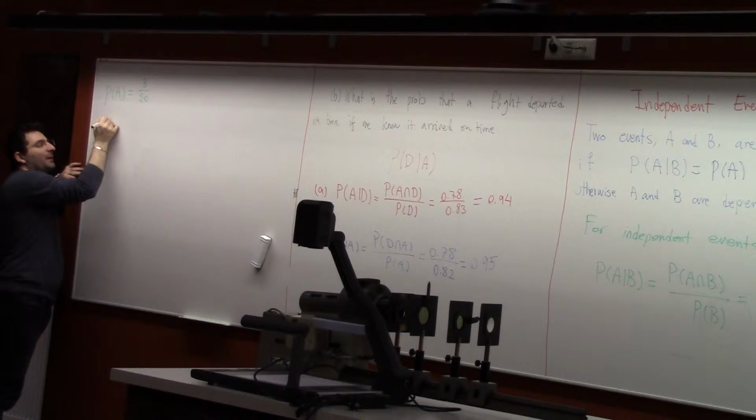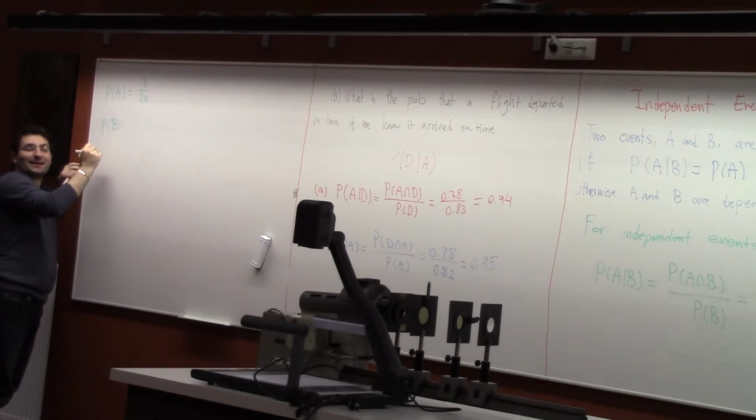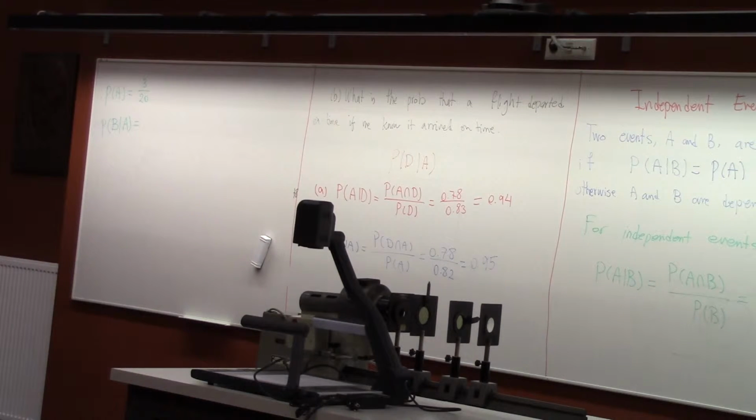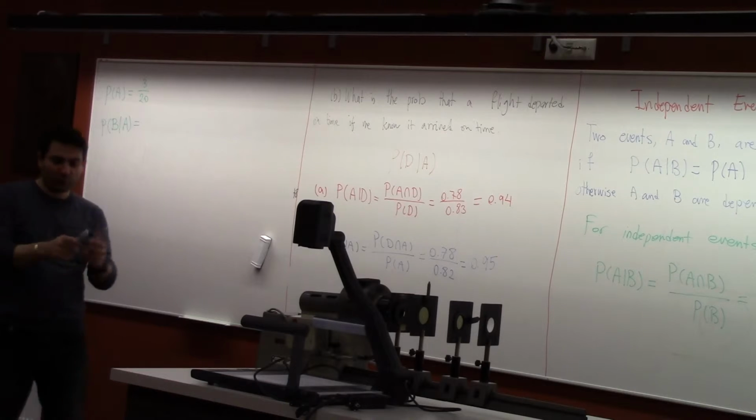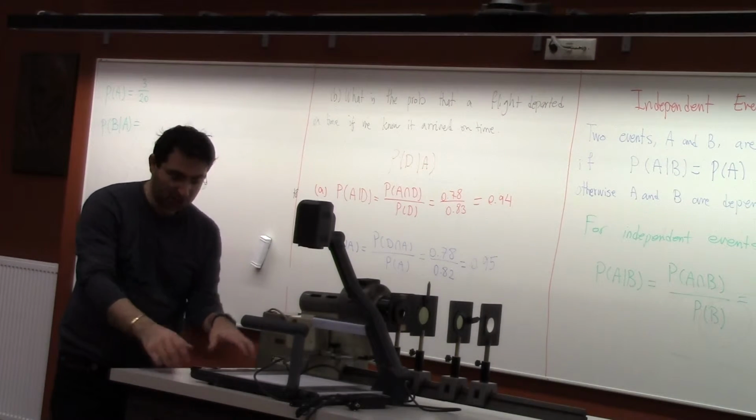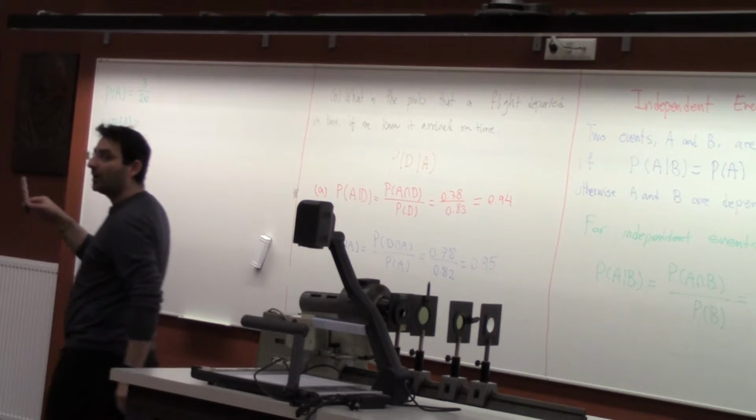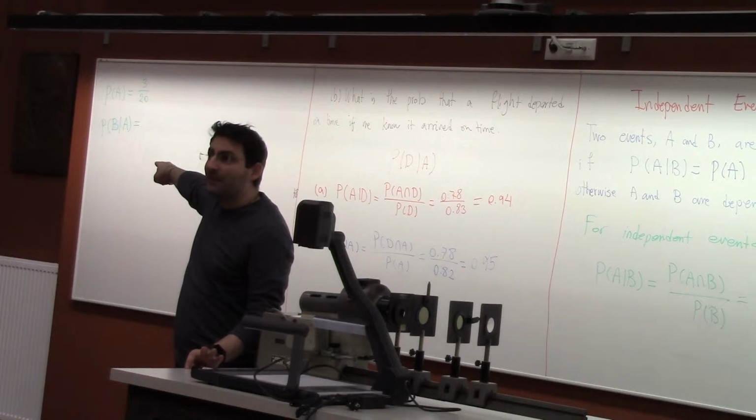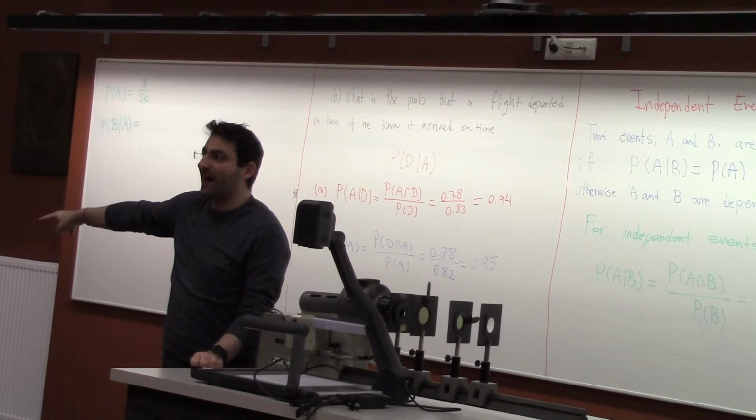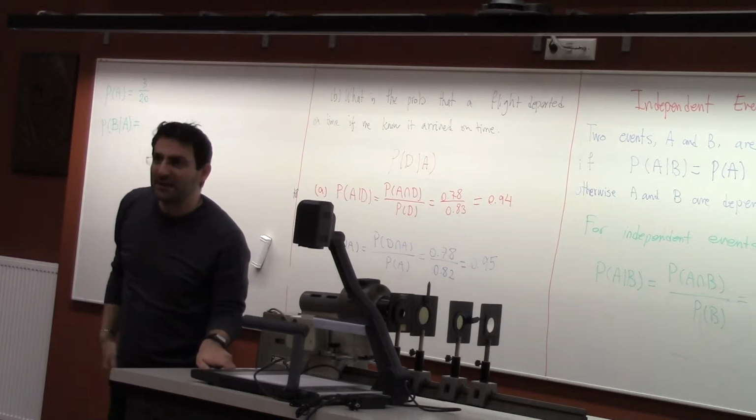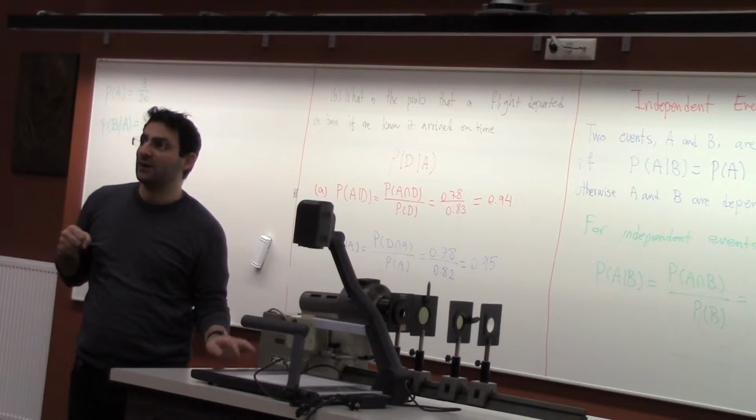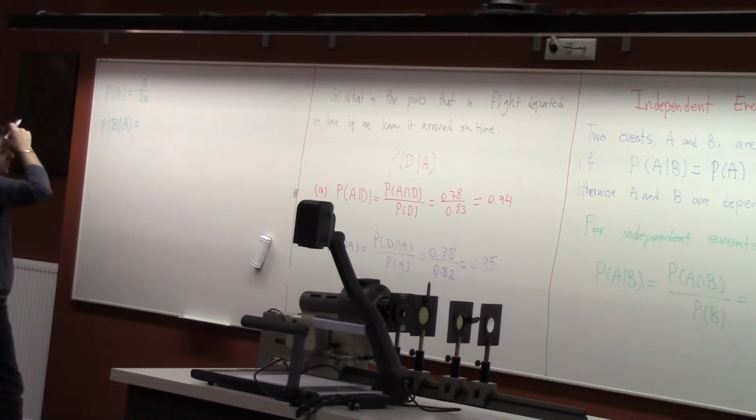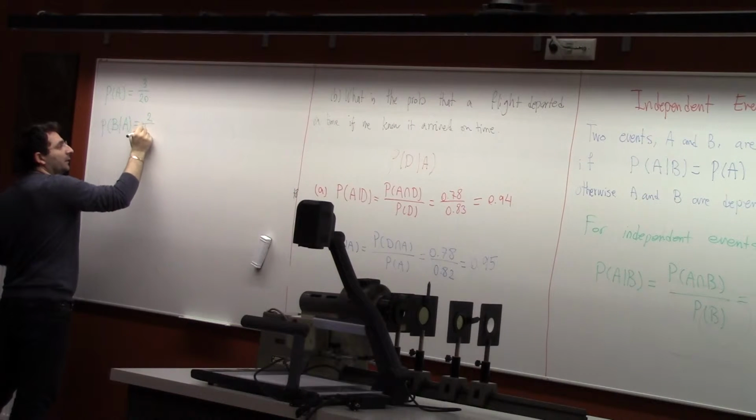Now, what is the probability that the second one is bad given the first one is also bad? Okay, I have 20 elements, and three of them are bad. I already have taken one because this was A. So what is the probability of B, the second one, to be bad if the first one is bad? 2 over 19, because I have taken one out, which means 19 left, and that one I have taken is bad, so two are bad. The probability of B given A is equal to 2 over 19.